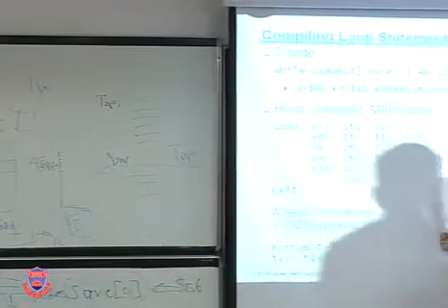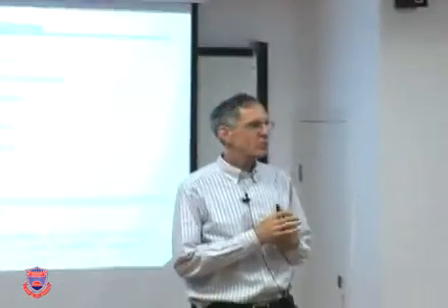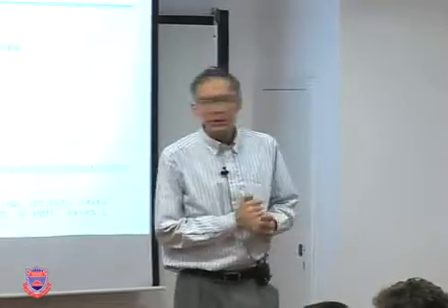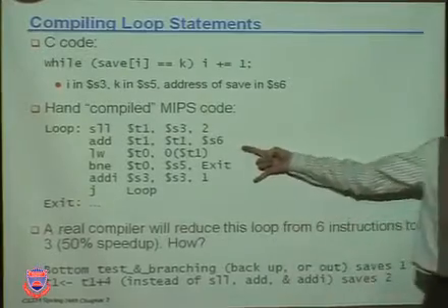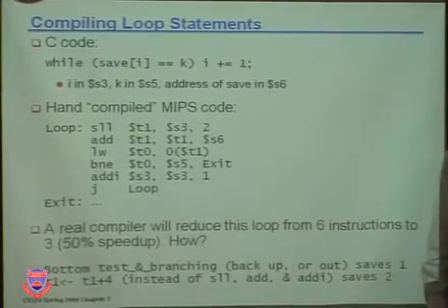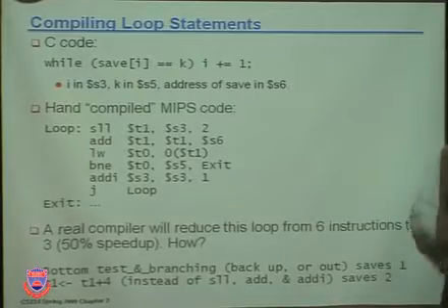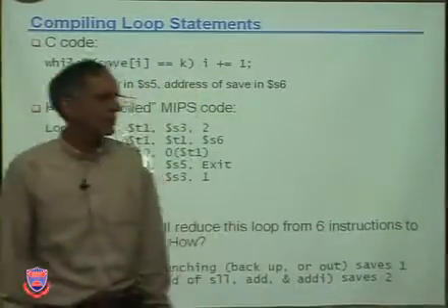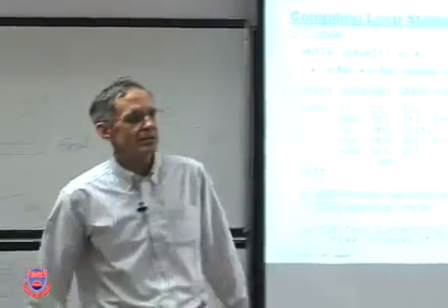How many jumps does it contain? No, it has no jumps. How many branches does it contain? One. How many jumps does this contain? How many branches does it contain? Yeah, it has 2 for flow control. This has 1 for flow control. So obviously, that's going to get rid of an instruction by having a bottom-tested loop.